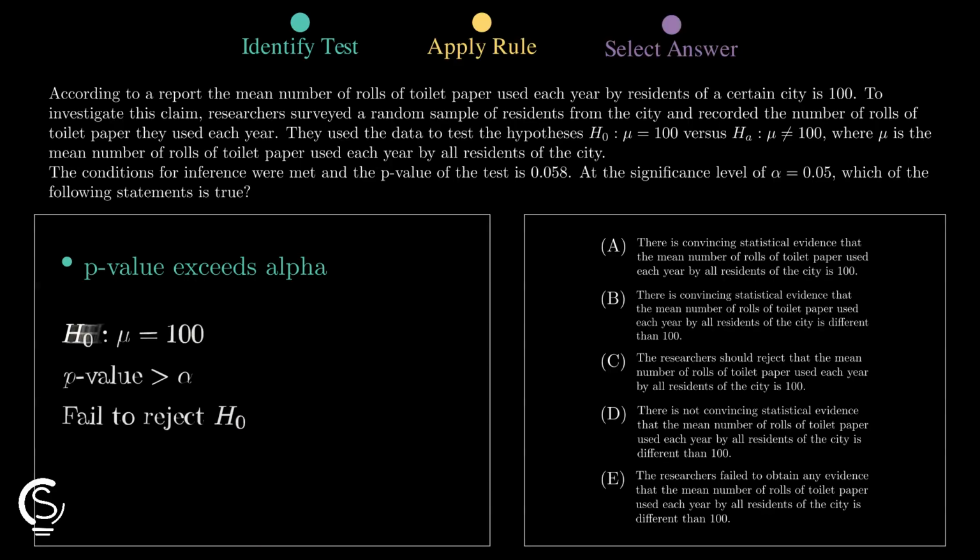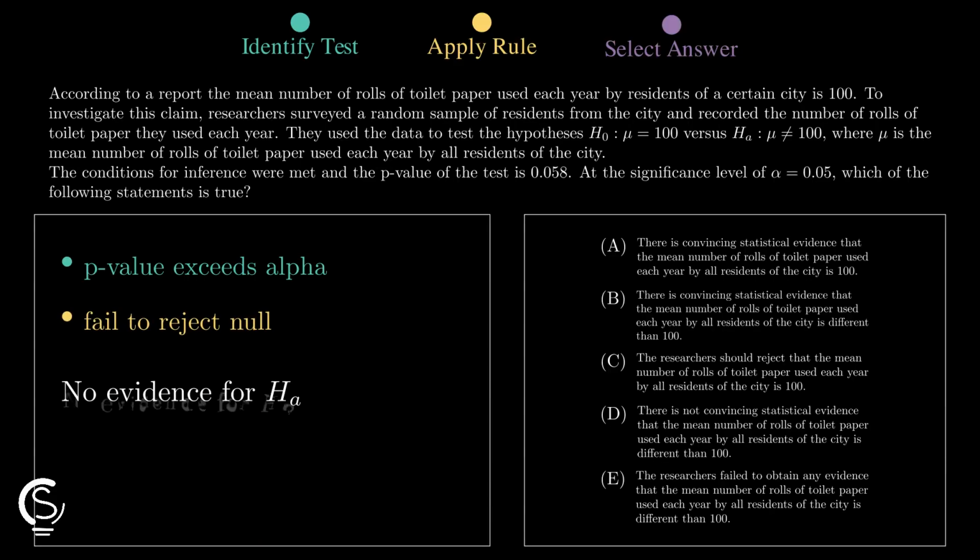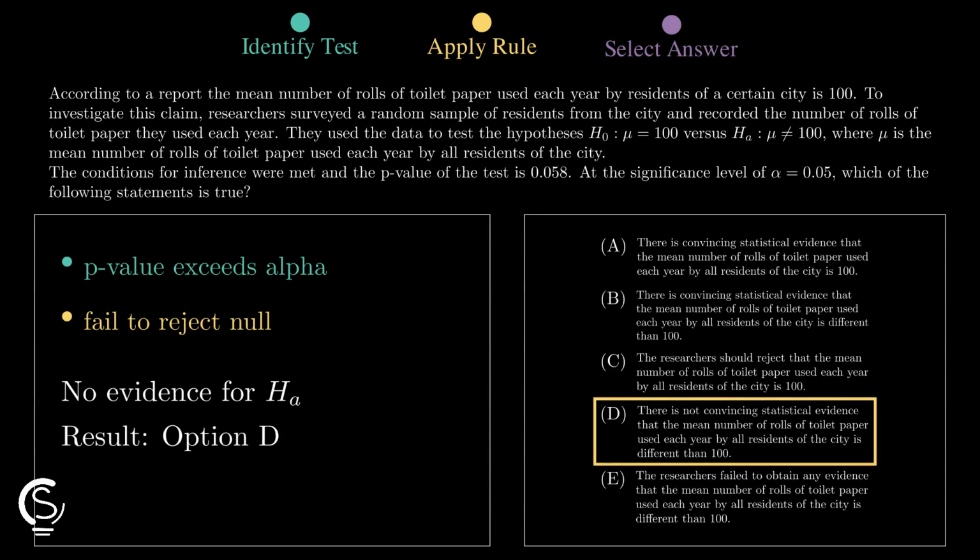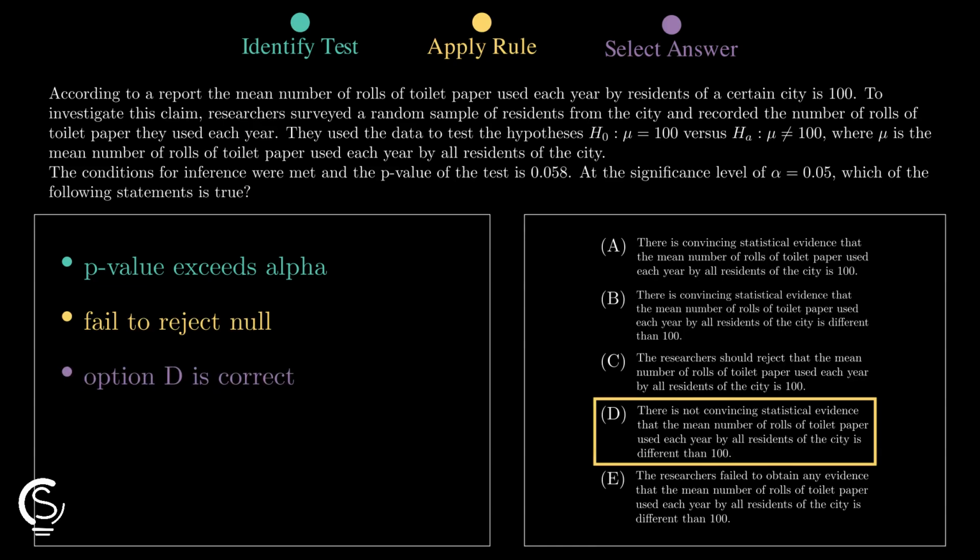Failing to reject the null means we lack convincing evidence for the alternative hypothesis. Option D correctly states that there is not convincing evidence of a difference. You nailed it.